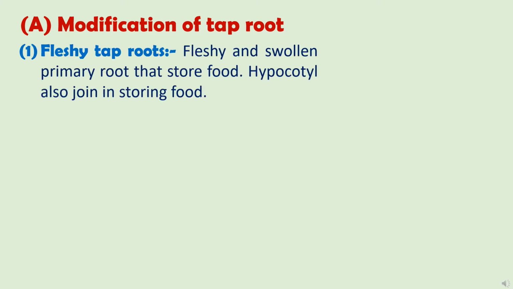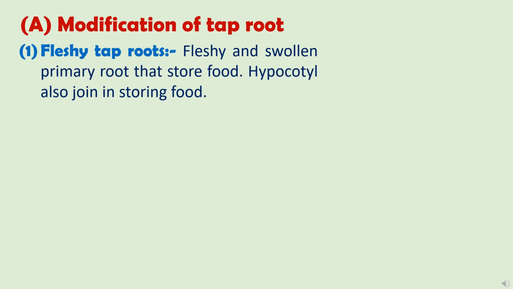As we all know, the main function of root is to anchor the plant into the soil and to absorb the water from the soil. But sometimes roots get modified to perform special functions in order to adapt to the environment. So on the basis of these special functions, taproots are categorized into various categories. First is the fleshy taproot.